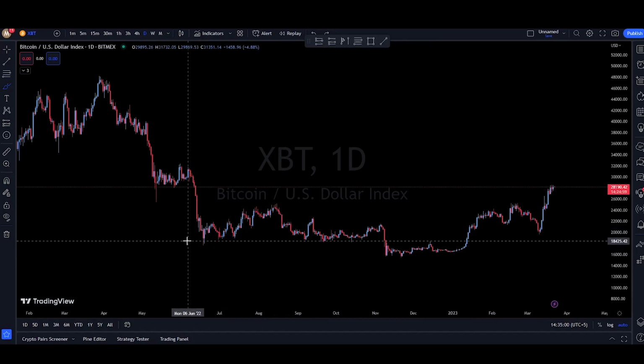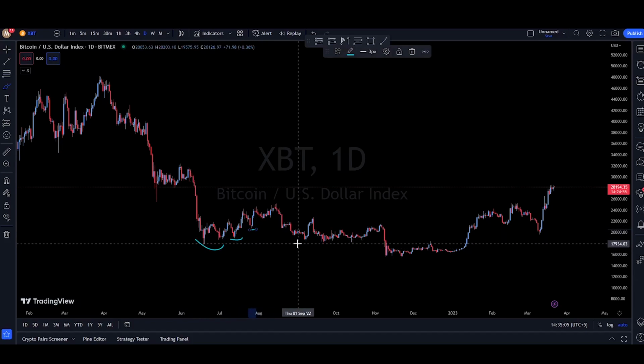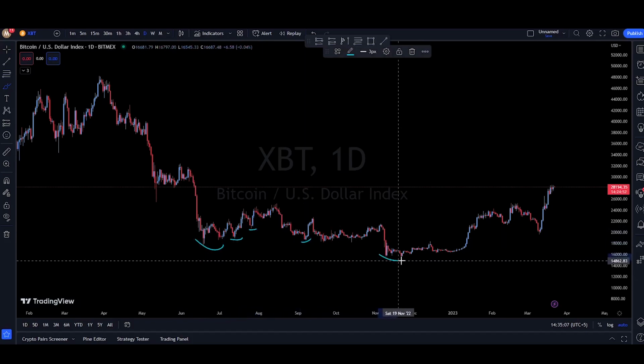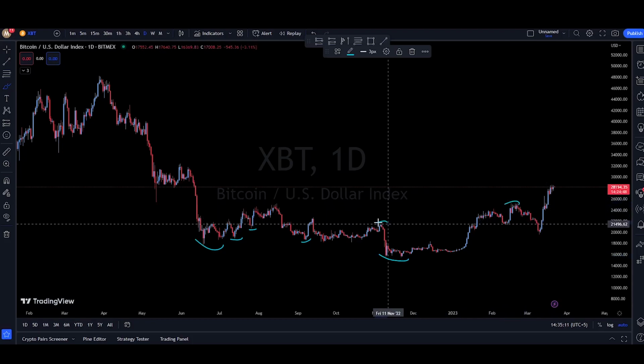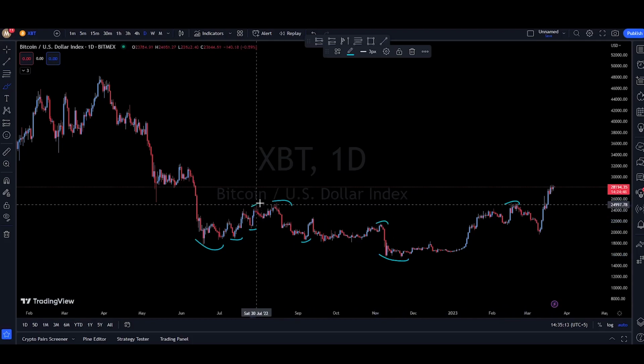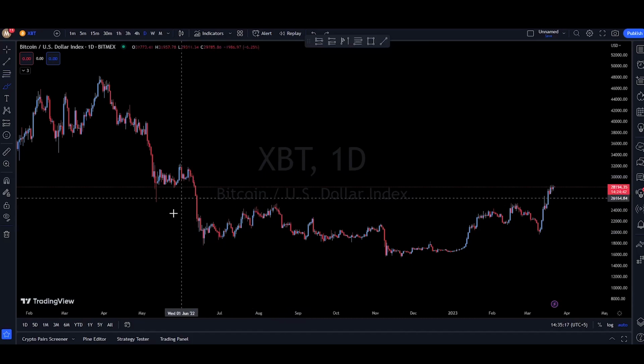First, let's define what support and resistance levels are. Support is a price level at which demand for an asset is strong enough to prevent the price from falling further. Resistance is a price level at which supply for an asset is strong enough to prevent the price from rising further.